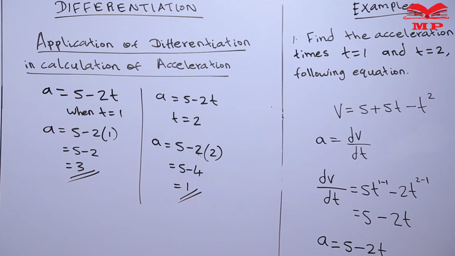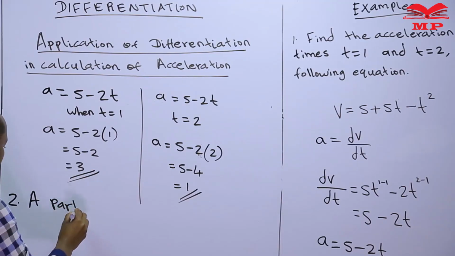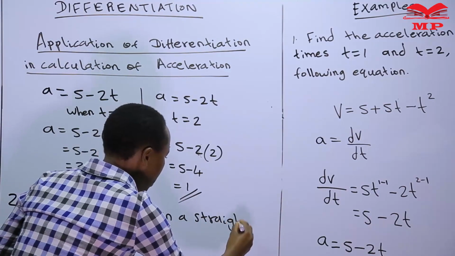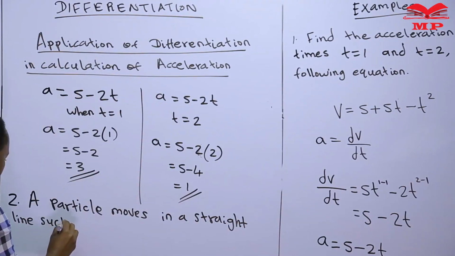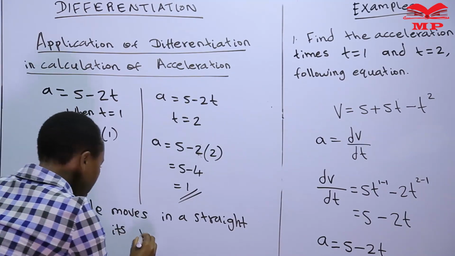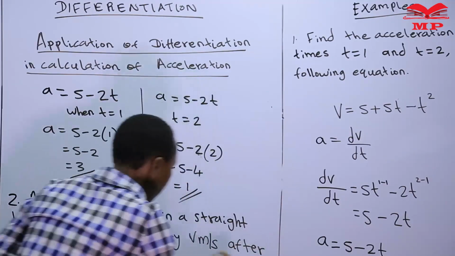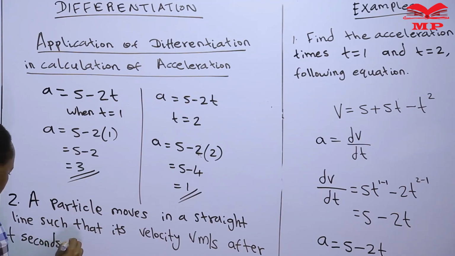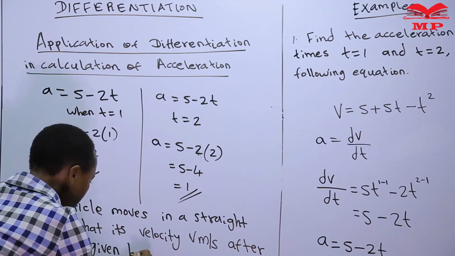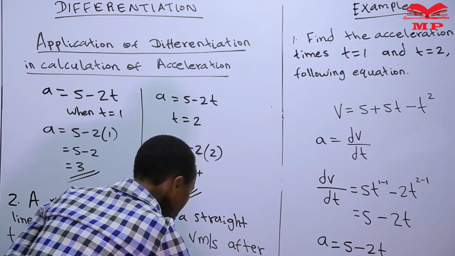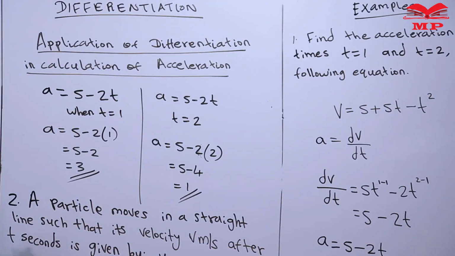Example 2, whereby you are calculating again the acceleration. Example 2, we've been given the following. A particle moves in a straight line such that its velocity v meters per second after t seconds is given by the following equation. V is equal to 3 plus 10t minus t squared. And the question is A, find the acceleration.